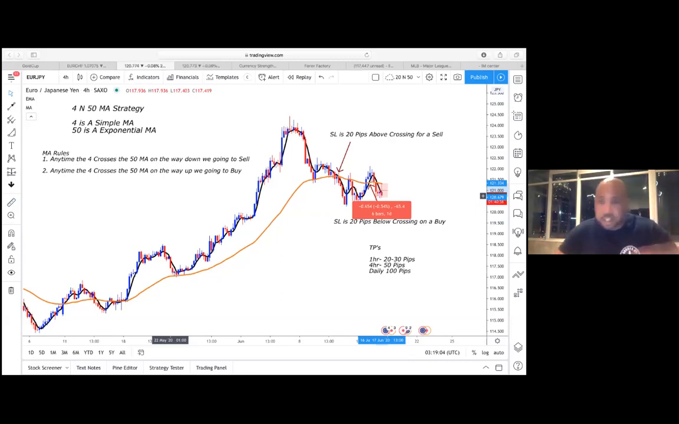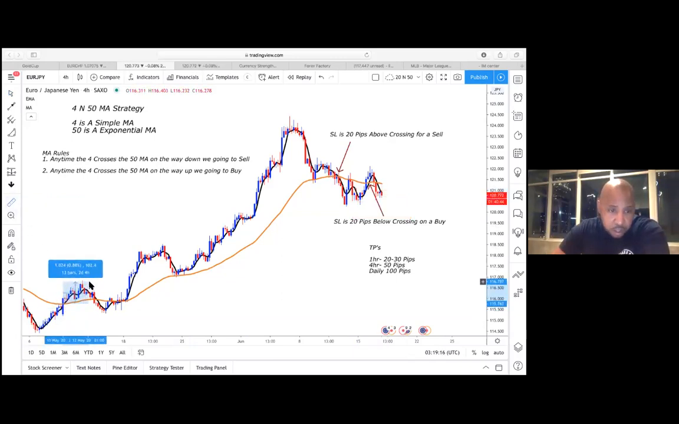But let me show you some more, just in case you guys want to understand how this works. The 4 across the 50 here, we're going to buy. This is my 4th example I'm showing you. How many pips is that? Guys, how many pips is that? 109. So that hit take profit. So right now we're 4 for 4, right? Okay, cool.